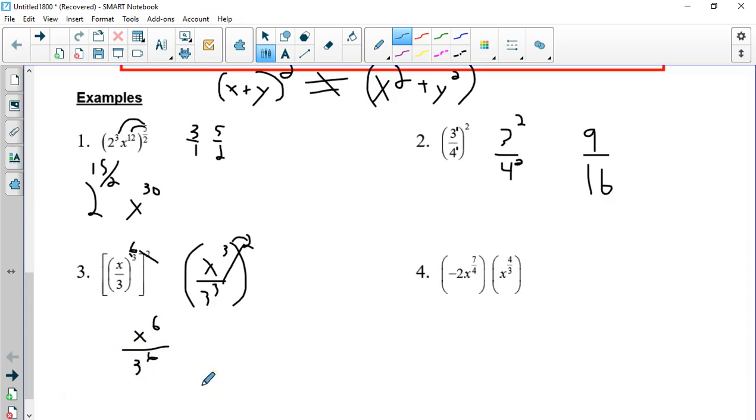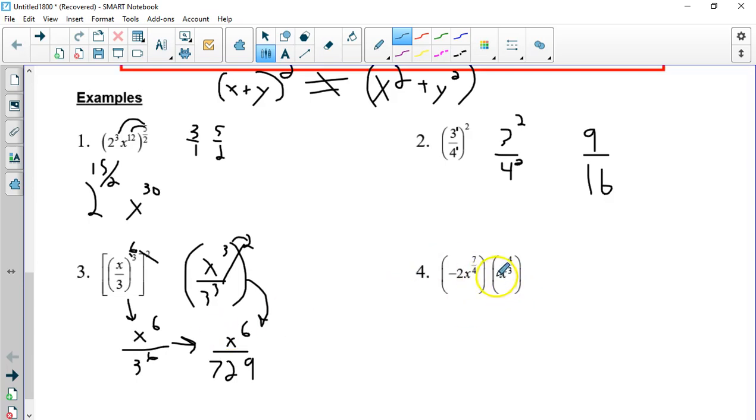X to the 6th over 3 to the 6th. So that leads to x to the 6th over 729. Final answer. So once again, you're going to get the same answer. Technically, 3 cubed is 27, and then 27 squared is 729. So you're going to get the same answer no matter which route you take on this problem.